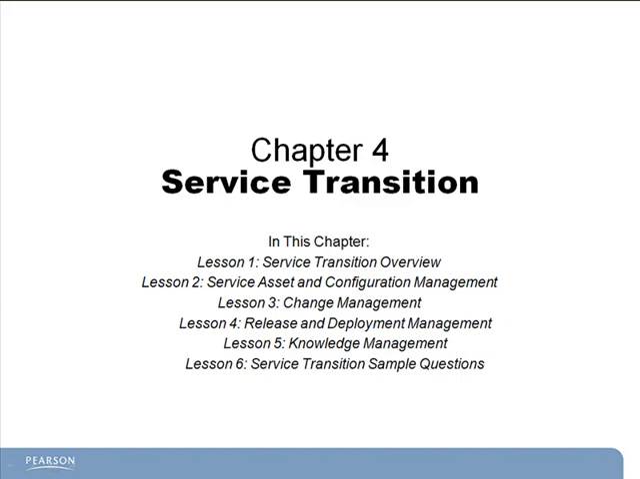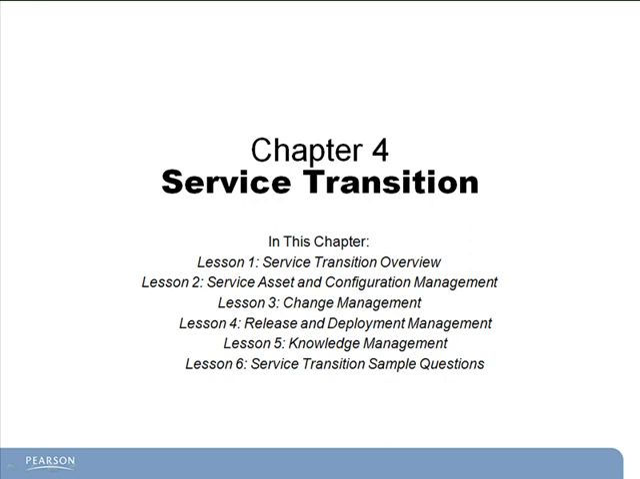Chapter 4 is our chapter dedicated to the third of the 5 ITIL books called Service Transition. In this chapter, we have 6 lessons. Lesson 1 is an overview of the book, where we'll discuss the purpose of service transition and the value it provides to the business. Lesson 2 is where we'll introduce Service Asset and Configuration Management, a process dedicated to tracking all of the various components of our IT services.